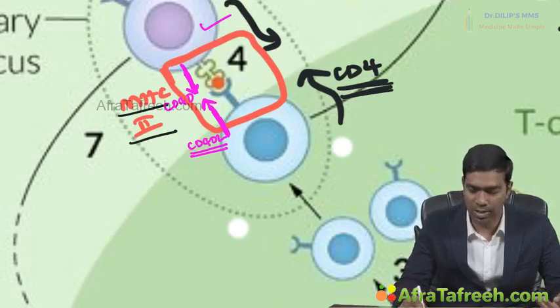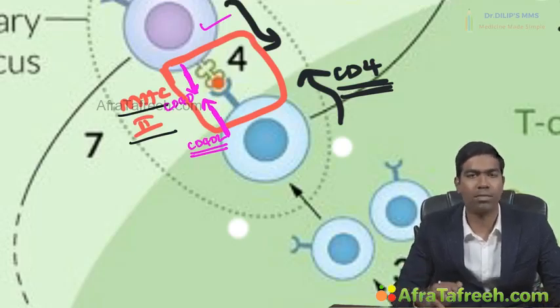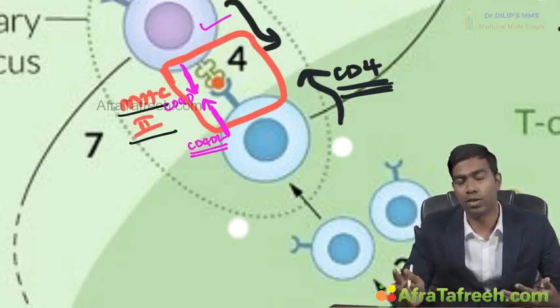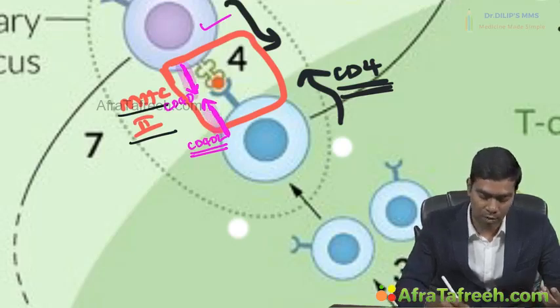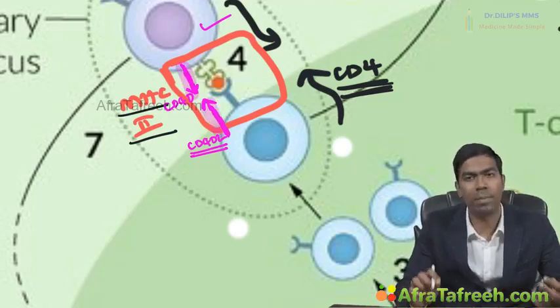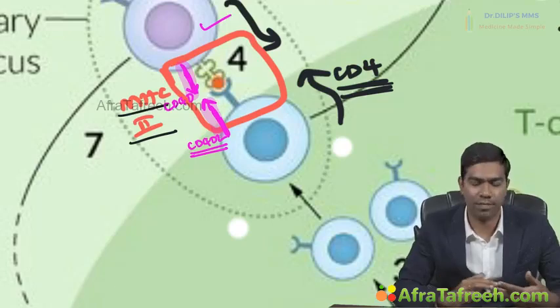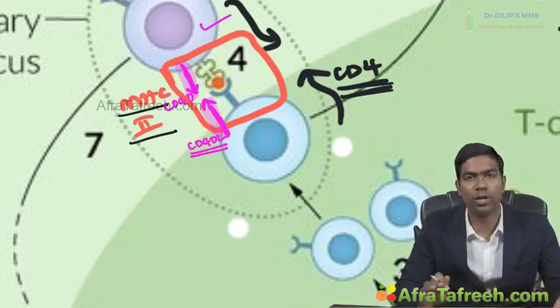That is the reason why this co-stimulatory signal, apart from the BCR and apart from the MHC class 2 and TCR signal, this CD40-CD40 ligand interaction is absolutely important to make the B cell go into the next stage. If it's not there, they are not going to go into the next stage.